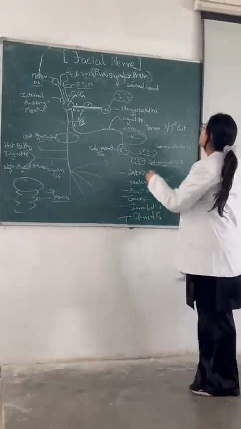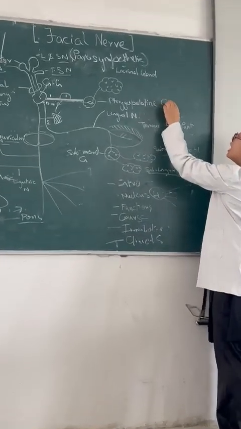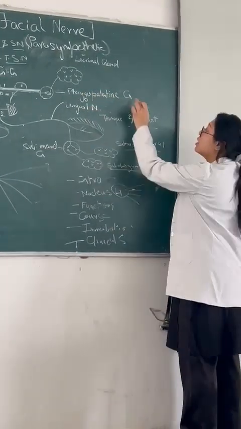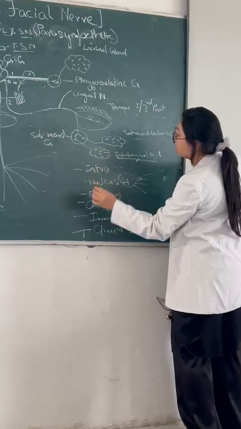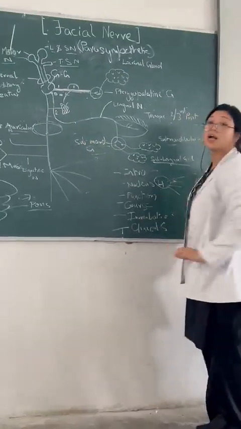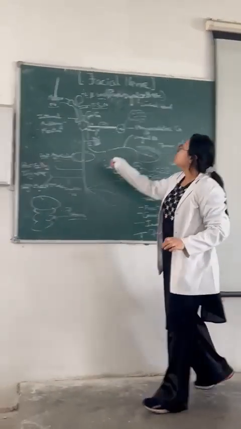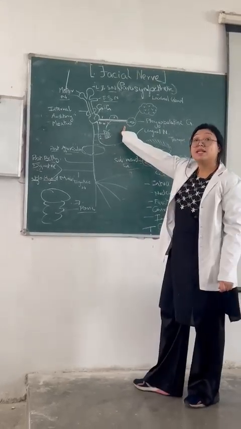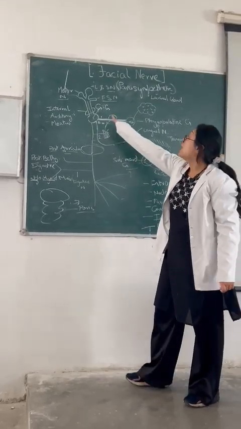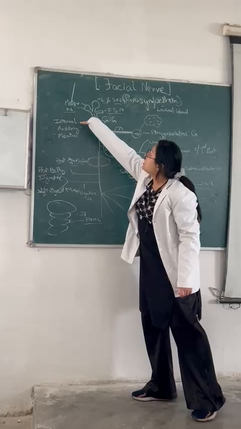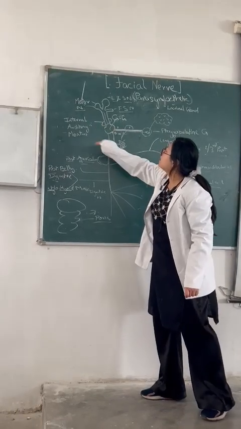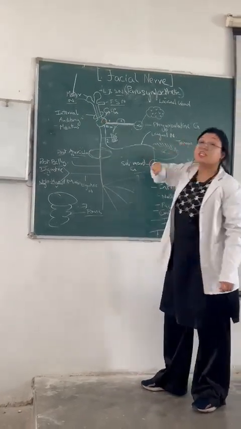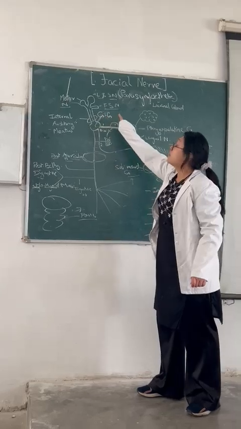The 2 ganglia which actually interfere are the pterygopalatine ganglion and the submandibular ganglion. I'm going to write it down. We're going to read it further. These are purely parasympathetic functions which I'm going to teach. After it comes out of the internal acoustic meatus, it joins the GG, the geniculate ganglion.